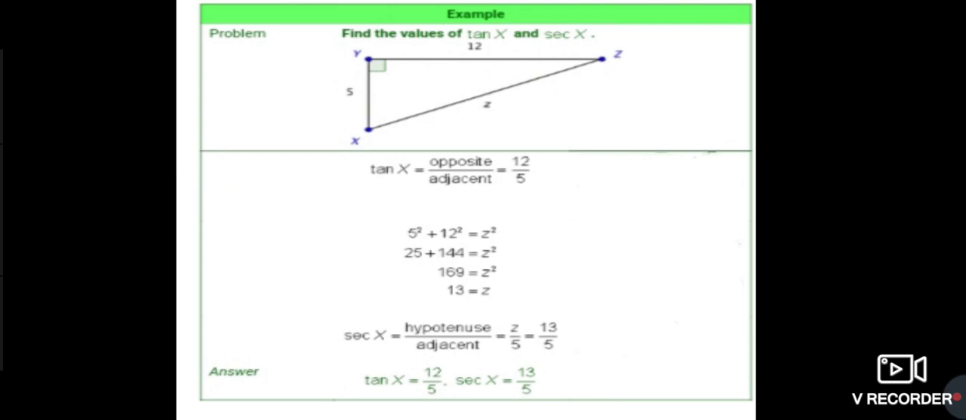For example, find the values of tan x and secant x. So, you can find immediately the tangent from the definition and the information on the diagram. To find the value of the secant, you will use the length of the hypotenuse. Use the Pythagorean theorem to find the length of the hypotenuse. Now, calculate secant x using the definition of secant.